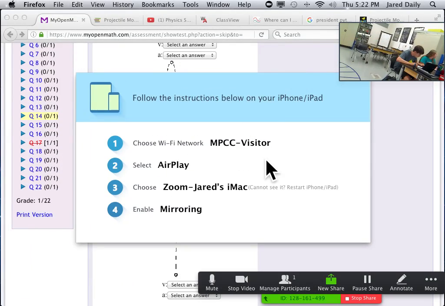I'm sure if you log in on iPhone, choose Wi-Fi or select parent. Visible, select parent.